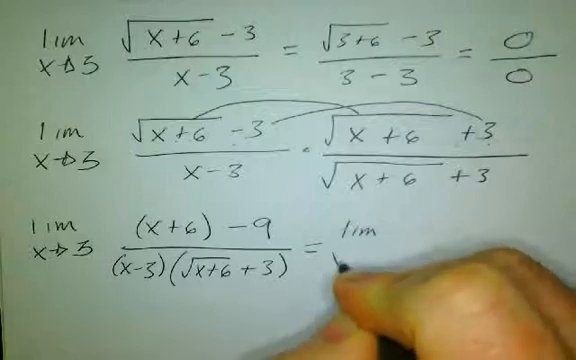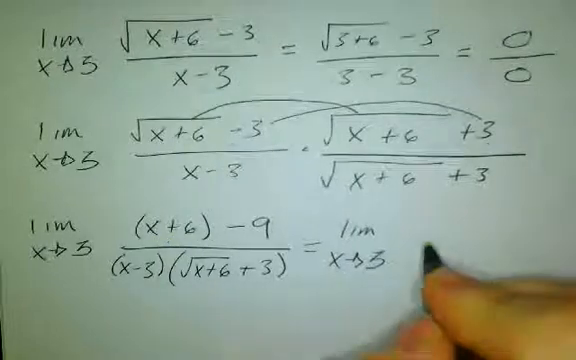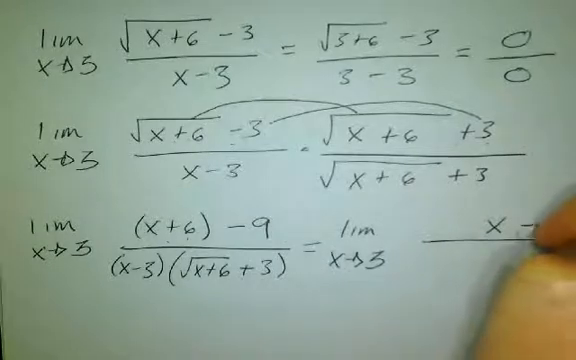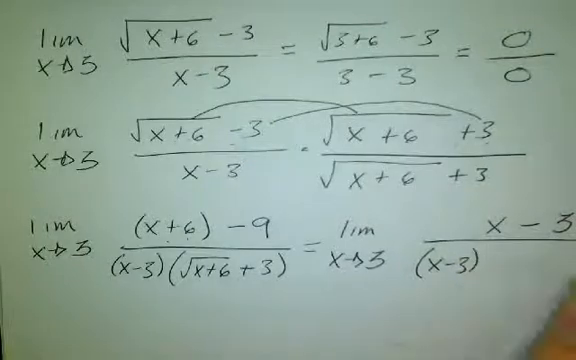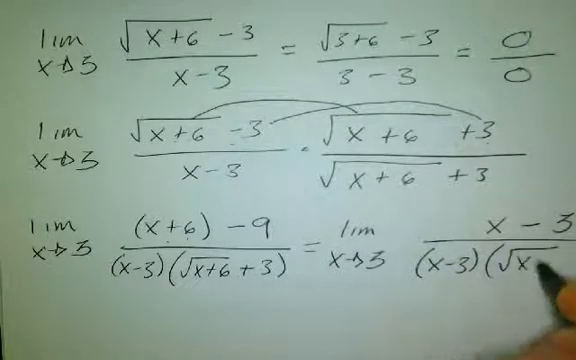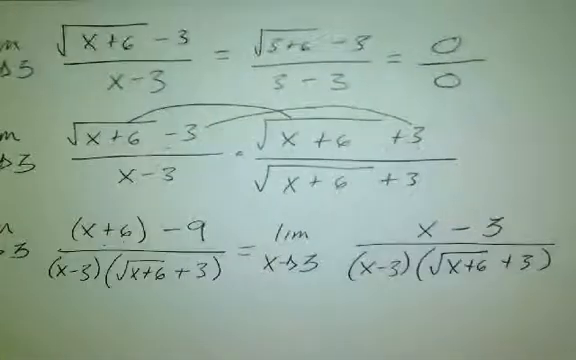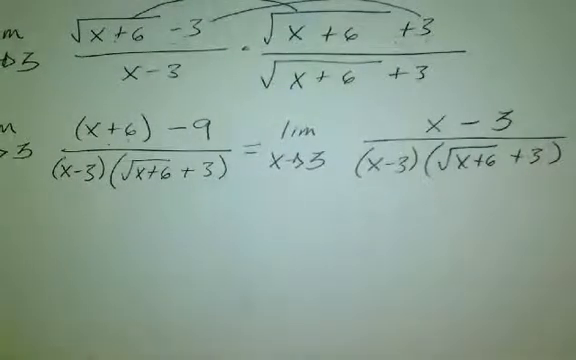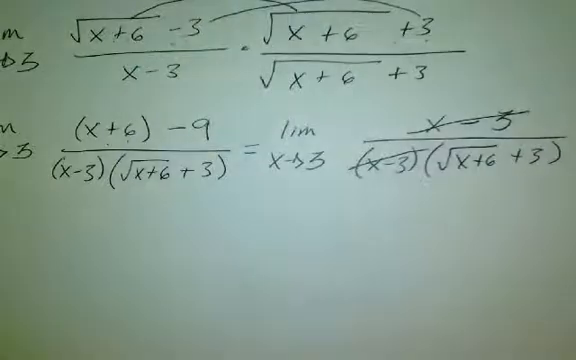I want to go ahead and simplify the numerator. I bring over my x, and then 6 minus 9 gives me negative 3, so I have x minus 3, and then I'm just going to rewrite what I had in my denominator. Now, you can see I have an x minus 3 here and here. That's what was giving me 0.